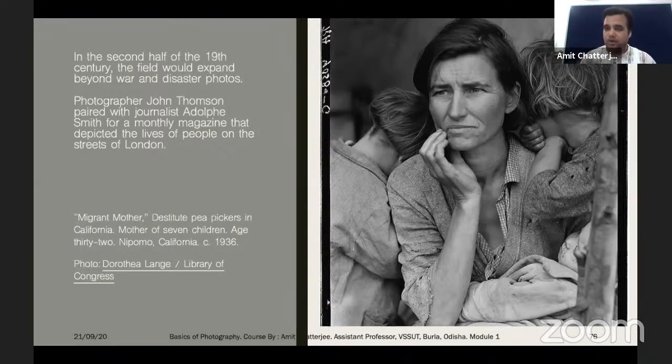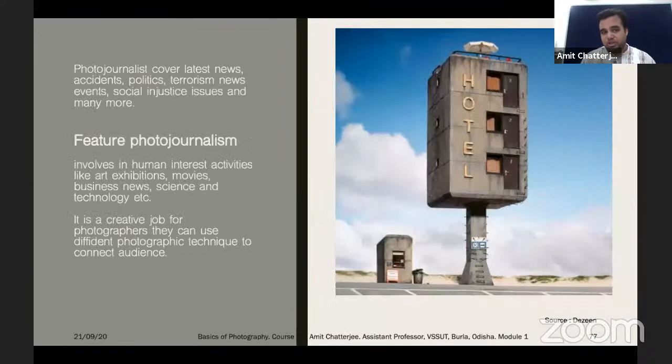Just by one photograph, you can transfer a lot of stories into it. But slowly, this moved to feature journalism. Now, feature photojournalism is what we use today in architecture. There are other types of photojournalism also. There is sports photojournalism, and there is portrait photojournalism.